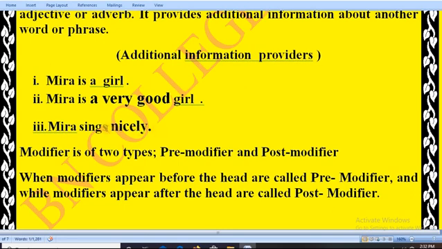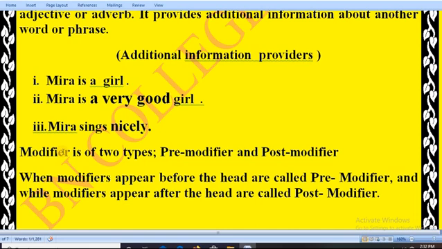Here in number 3, Mira sings nicely. Look at the sentence. If I say Mira sings, that is the correct sentence, right? But when I say Mira sings nicely, Mira sings smoothly, here nicely and smoothly have given some extra information about Mira's singing, right? That's why here nicely is also a modifier.